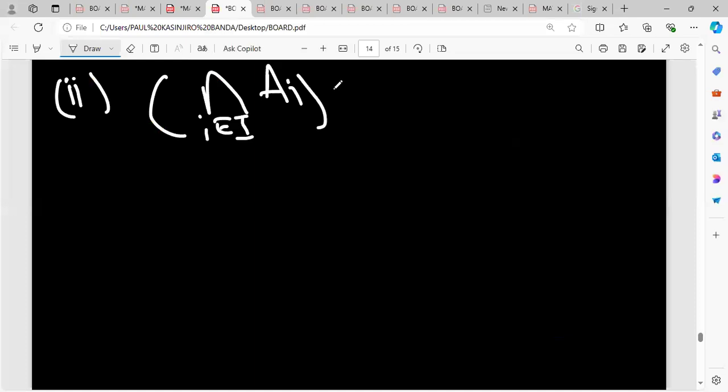Okay, so this is number 2. We are proving that the intersection over I in the index set of A_I complement is actually equal to the union over I in the indexing set of all the A_I complements, like that. It's similar to what we have.